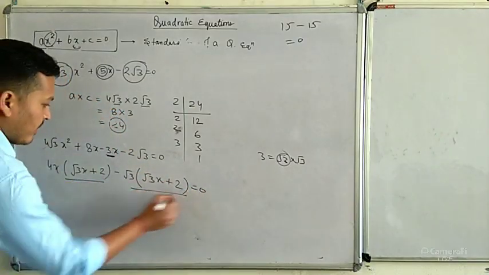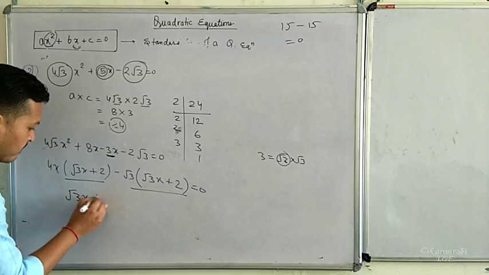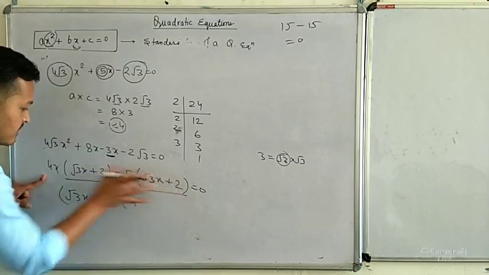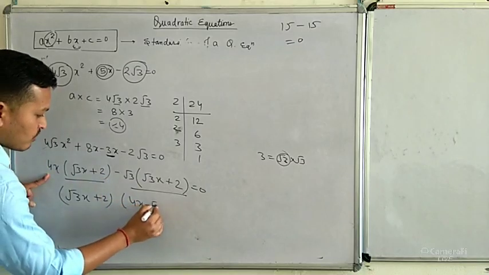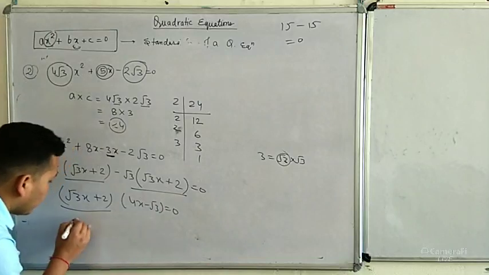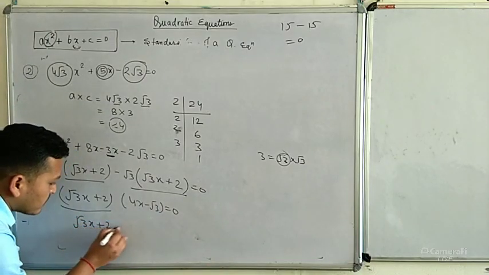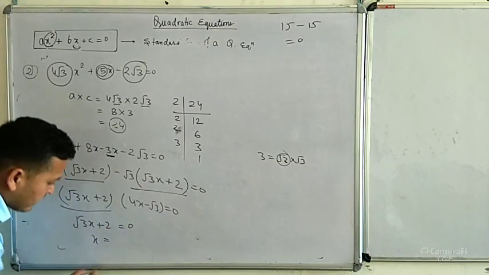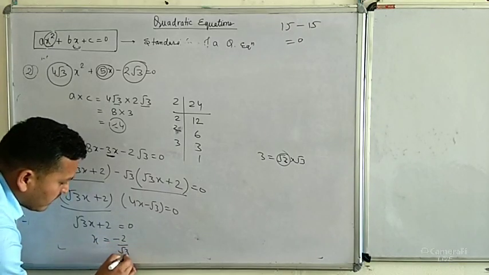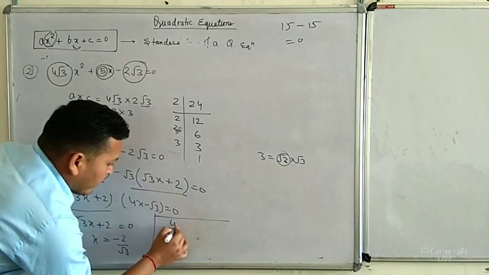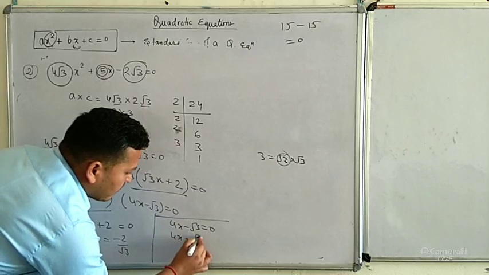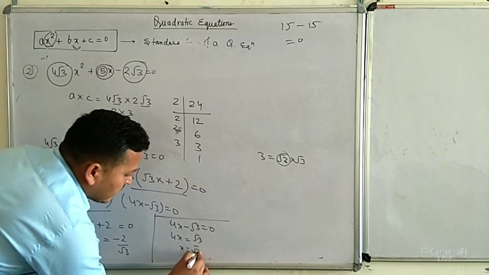So again this is common. So under root 3x plus 2 is common, and the second part is 4x minus root 3, which is equal to 0. First take this factor equal to 0. So under root 3x plus 2 is equal to 0. So what is the value of x? x is equal to taking 2 to the other side, minus 2 upon root 3. And second time, 4x minus root 3 is equal to 0. So 4x is equal to under root 3, so x is equal to under root 3 upon 4.